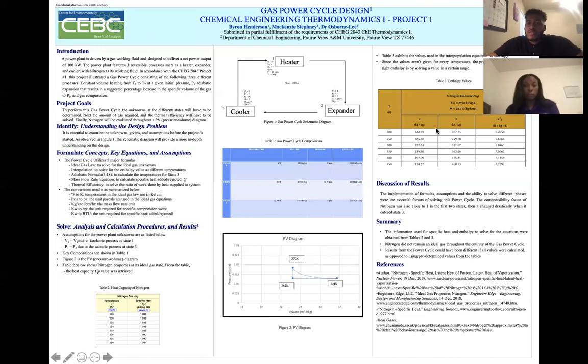And table 3 exhibits the values that we used to interpolate for enthalpy, because the temperatures given to us aren't on this table. And since they weren't on this table, we had to use a formula that Mackenzie was referring to earlier in order to find the correct enthalpy at that specific temperature.